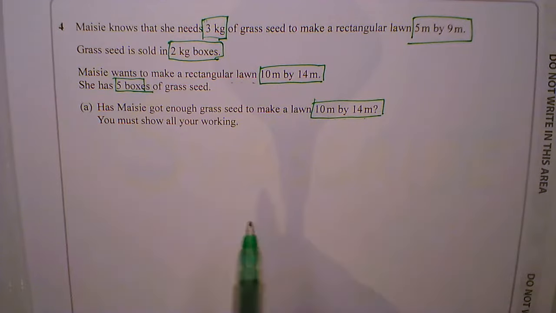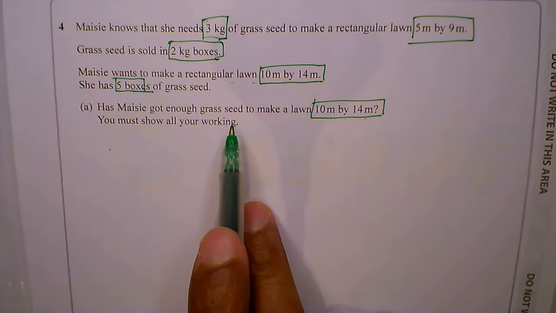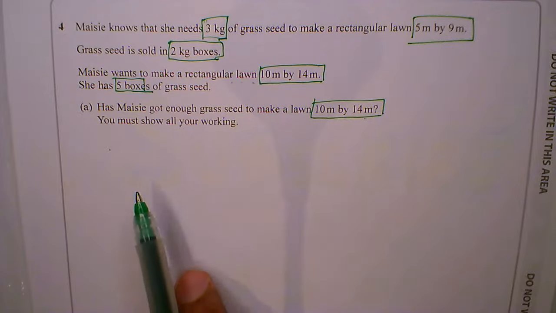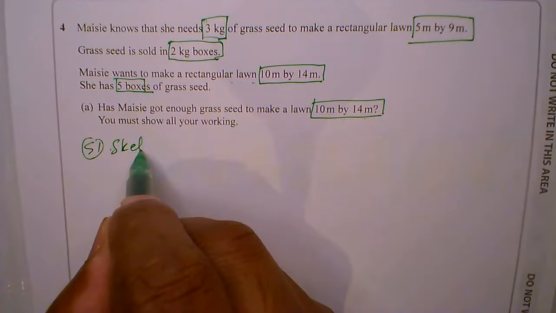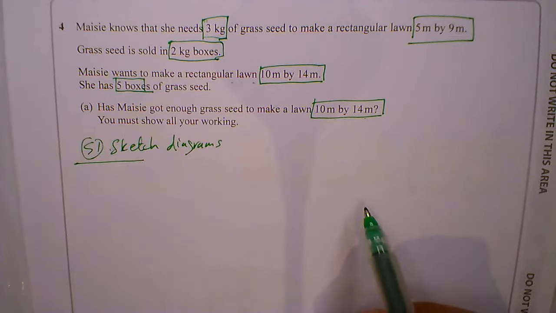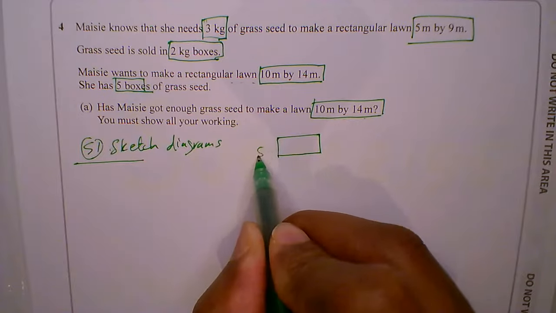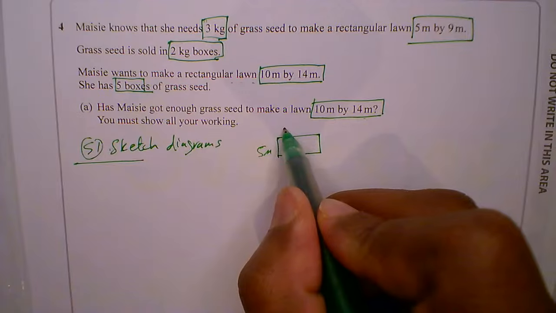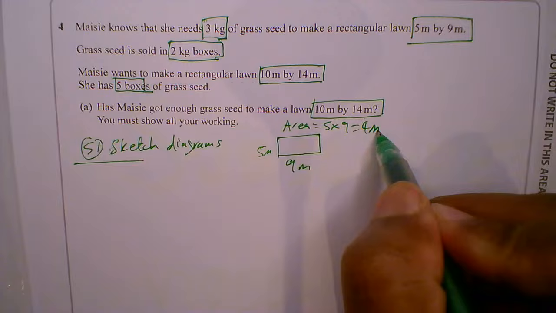And this type of question, you can see, has Maisie got enough grass? So we have to show some sort of working out and then a communication mark. So what I am going to do is first of all try and understand. I'm going to sketch diagrams. Step 1, sketch diagrams. And that's just to get me visualizing what's going on. So I'm going to draw this one here, 5 meters by 9 meters. And so what is this area? Area is going to be 5 times 9, which is 45 meters squared.